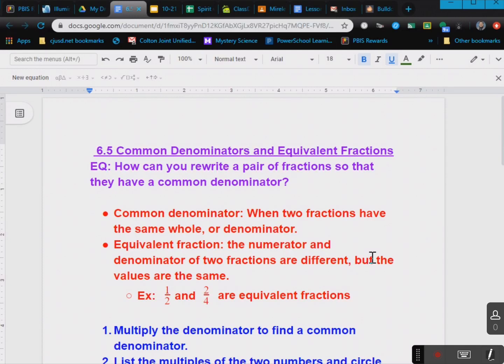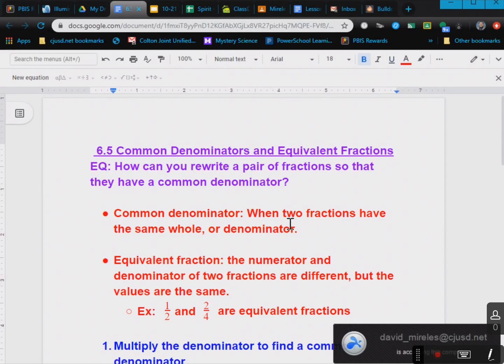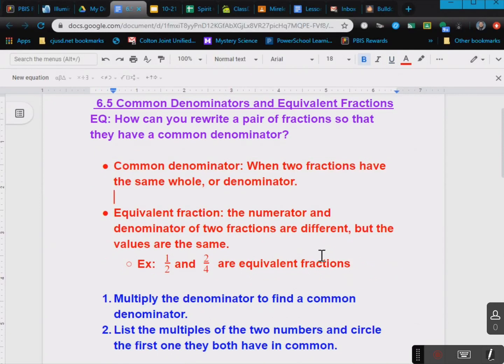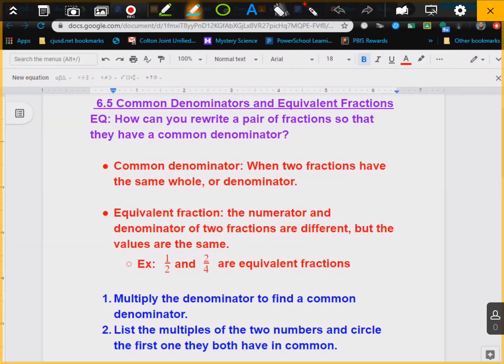The vocabulary that you need to write down is common denominator. This is when two fractions have the same whole or denominator. Denominator is the whole part, like the numerator is part of the whole. If I give you the fraction 1/2, the numerator is the 1, that's the part. The denominator is the 2, that's the whole. So that's what a common denominator is, when they both have the same whole or denominator.